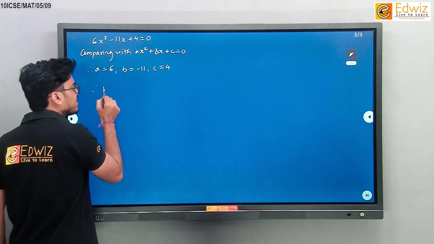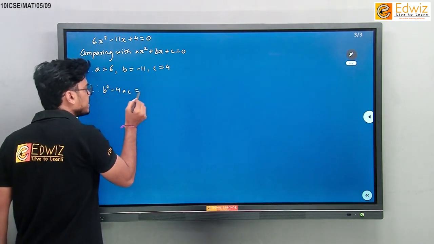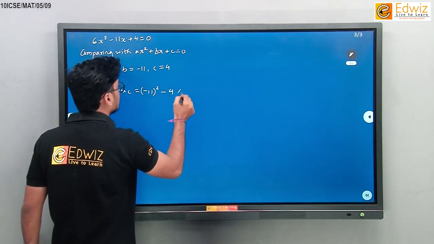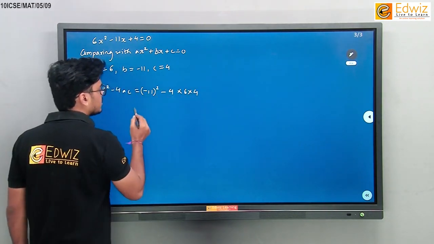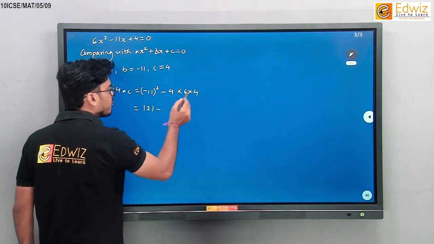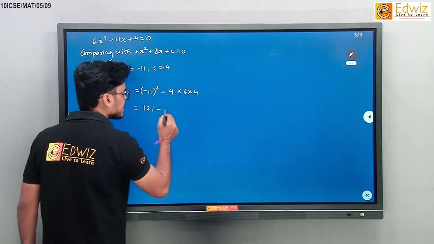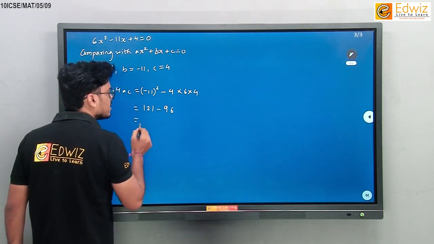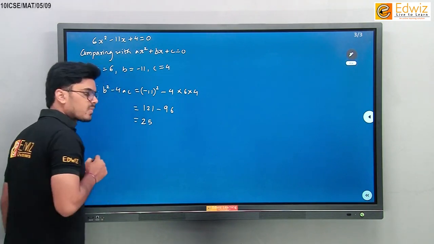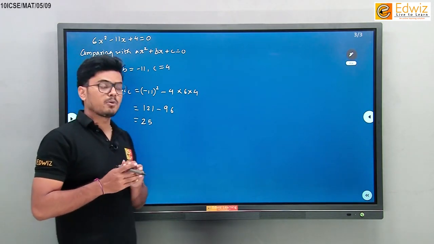Okay, so first we find the value of b² − 4ac, right? So (−11)² − 4 into 6 into 4. This will be 121 positive, minus 4 4s are 16, 16 6s are 96. So when we subtract this, what are we going to get? 25. b² − 4ac is 25.